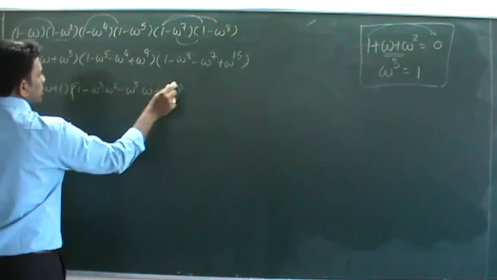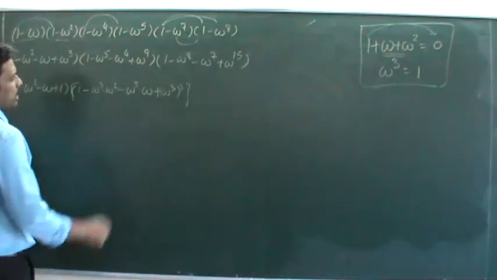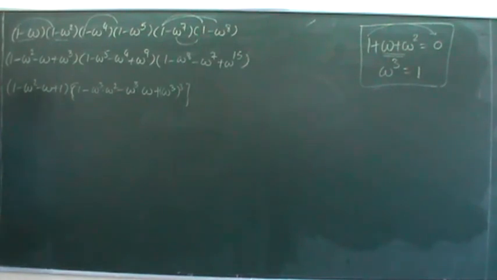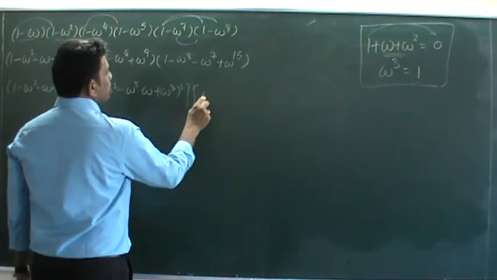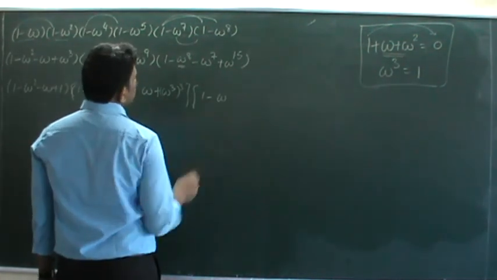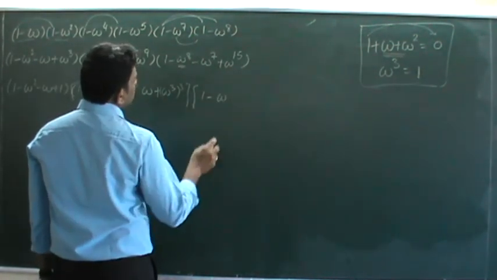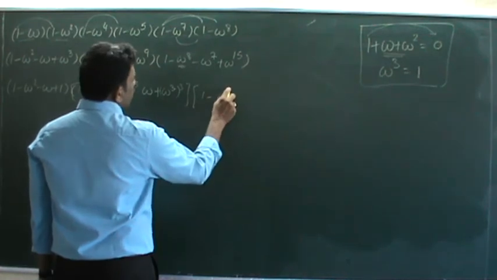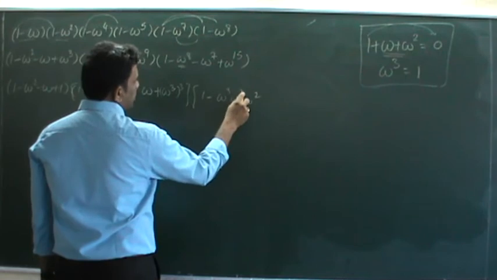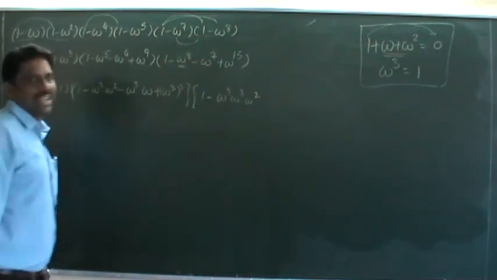Like this I am going to simplify, because 3 3s are 9, enough. Here 3 plus 1 is 4, 3 plus 2 is 5. For simplification, coming to the point, 1 minus this omega power 8 is there. So this omega power 8 we can write like this: omega cube whole to the power 2 into omega square, because 3 plus 3 is 6, plus 2 is 8.